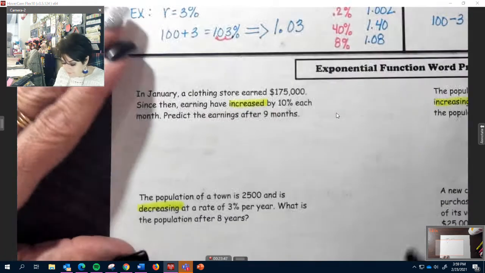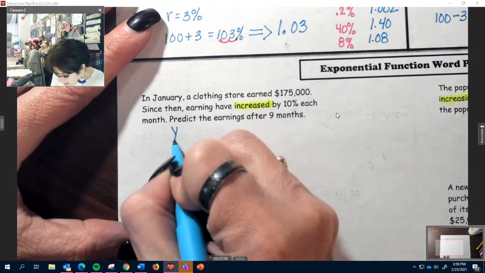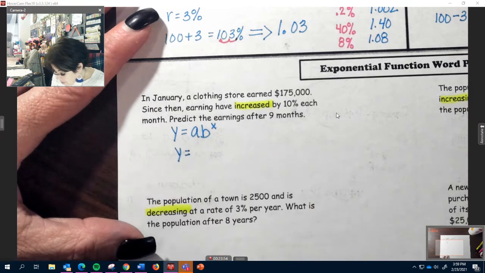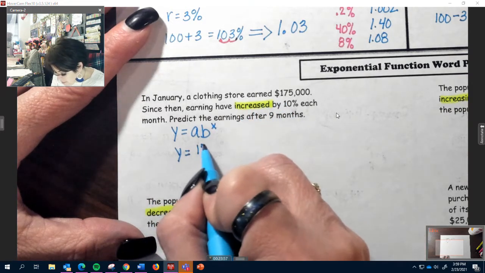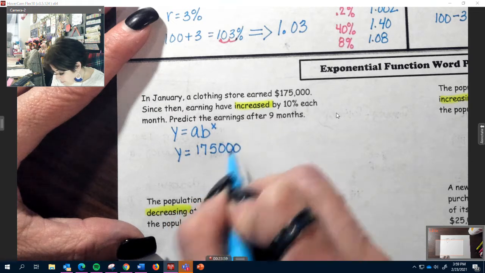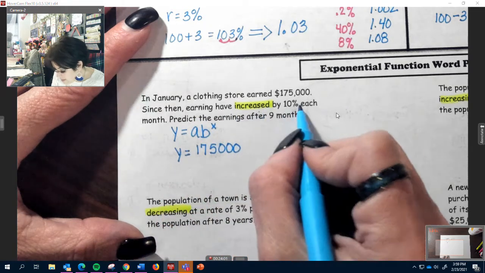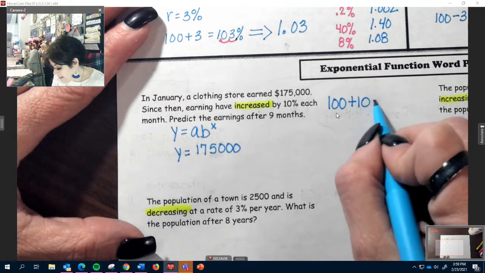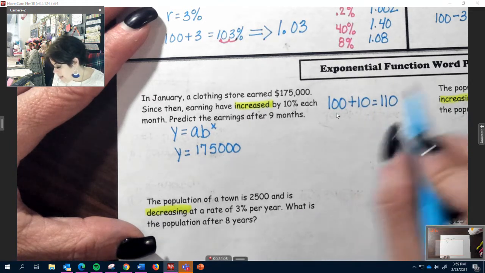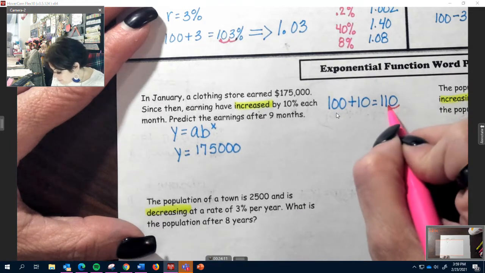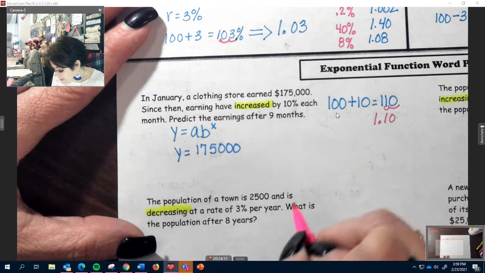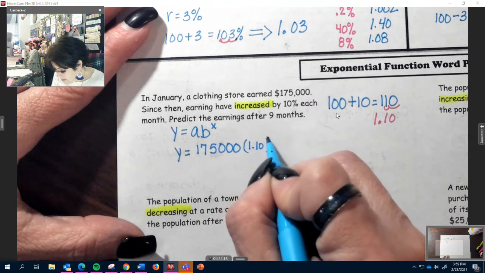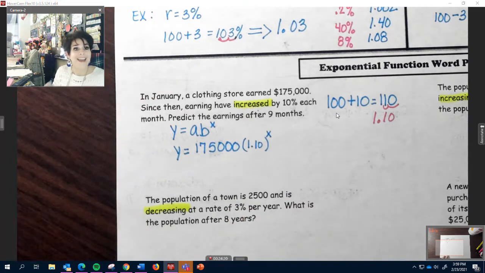All right, so here we go. We're going to think about y equals a b to the x power. How much am I starting with? The store earned $175,000. Since then, they've increased by 10%. So I'm increasing by 10, that's 110. Change that to a decimal, so that's 1.10. So my rate is going to be 1.10 to the x power. Yay, I wrote my first equation.